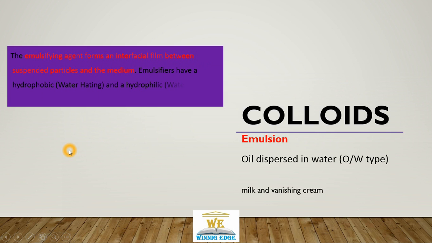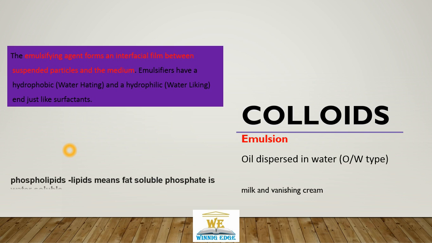Emulsifiers have hydrophobic and hydrophilic ends, just like the surfactants or soaps we saw. They have two different ends. One goes to the oil or dispersed phase, the other goes to the water, the hydrophilic medium. Phospholipids and fat-soluble phosphates act as the emulsifying agent in milk.